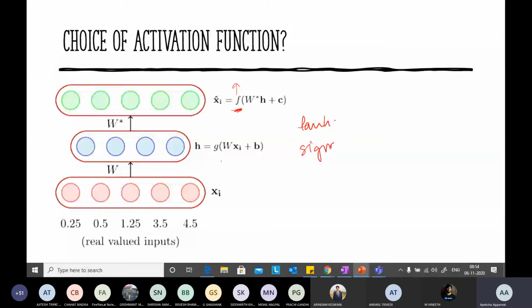Tanh, sigmoid, or any other that's in your mind, linear. So tanh we cannot use because its range is -1 to 1. Sigmoid we cannot use because its range is 0 to 1. So for those values which are 1.25, we want a 1.25 over here.